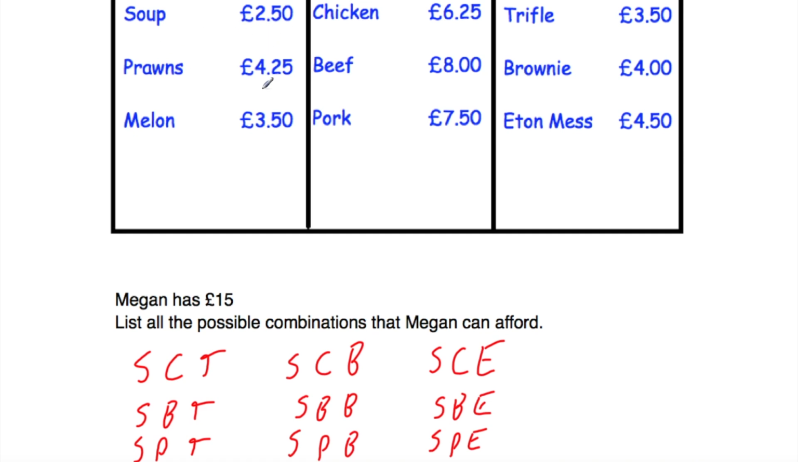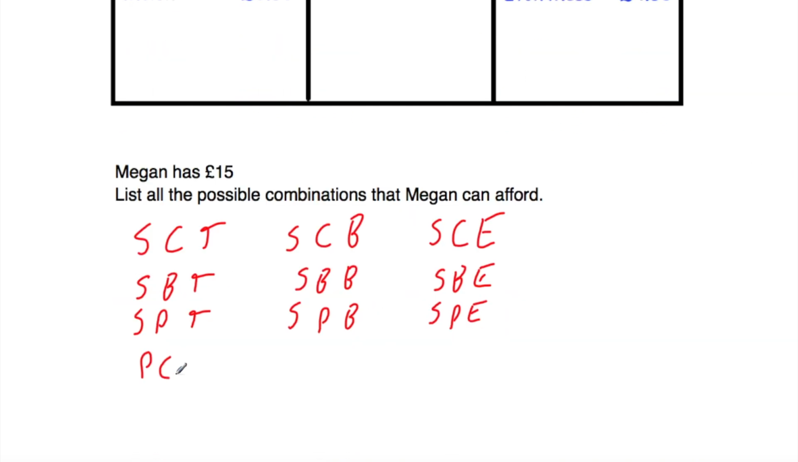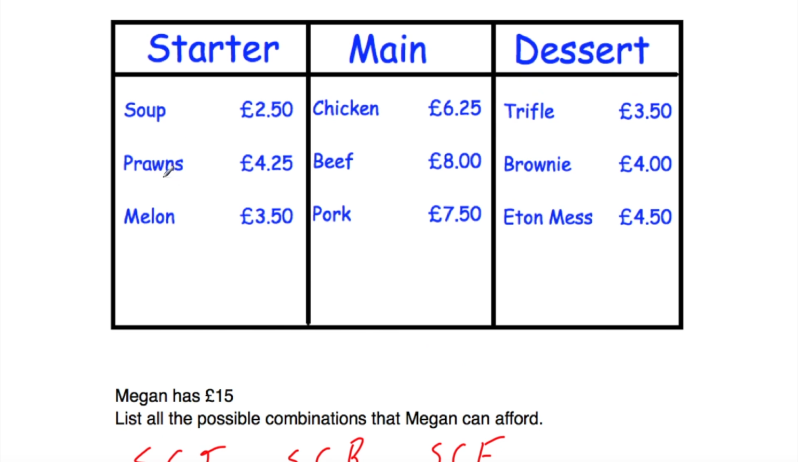So now we're going to go for prawns, which is the most expensive starter. So we might find there are fewer affordable options. Let's have a look at prawns, chicken and the options. Prawns are £4.25. So if we take the prawns, £4.25, and add on £6.25, that's equal to £10.50 again. And that means she can afford all of the desserts. So Megan can have prawns, chicken and trifle, prawns, chicken and brownie, and prawns, chicken and eton mess. So let's write those down. So there are all the options with prawns and chicken.